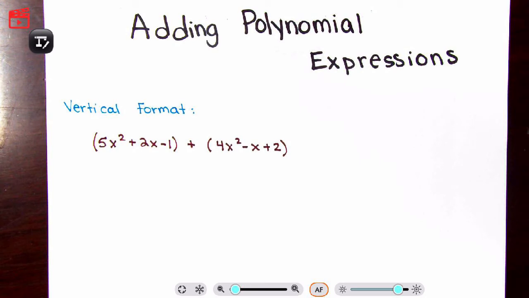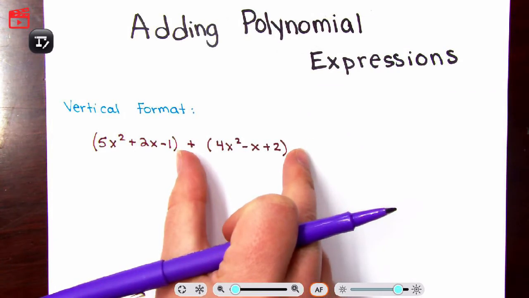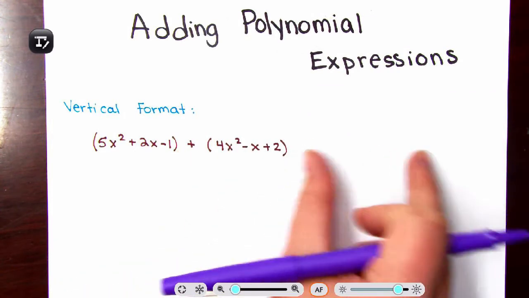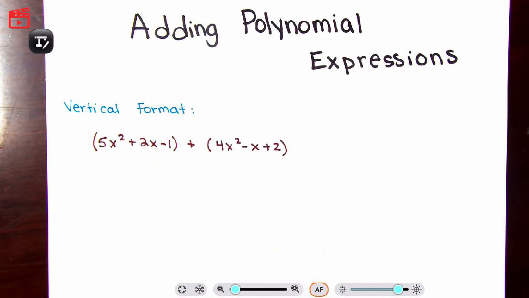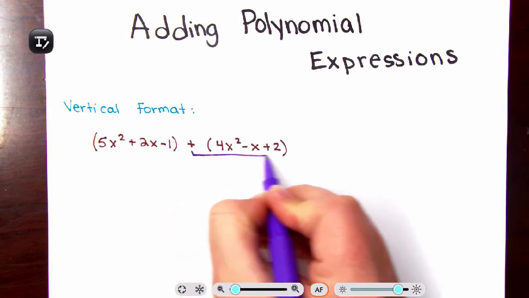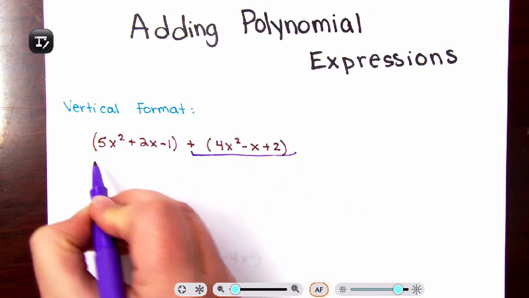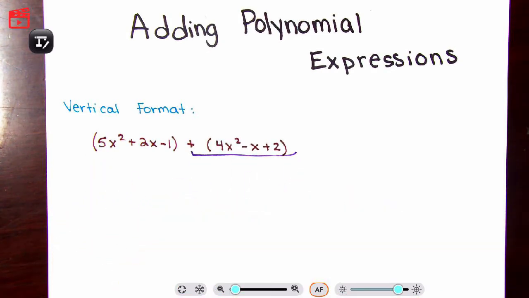Let's jump in with the vertical format for example number 1. So vertical format is taking that second or third or however many polynomials you have, and writing them on top of each other. So I'm going to take this polynomial here and write it underneath. Now when you're doing this, it is extremely important that you match up your variable and your exponent.